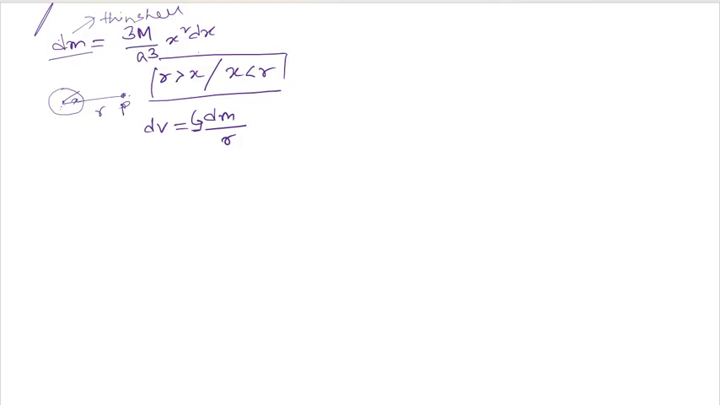Now if it is lying on the inside, like if r is less than x, or x is greater than r, for this situation what will happen? What is the dV? We know from the thin shell, dV will be -G dm by x, where x is the radius of the shell. Now x is either less than or equal to r, or greater than or equal to r. So these are the two situations.